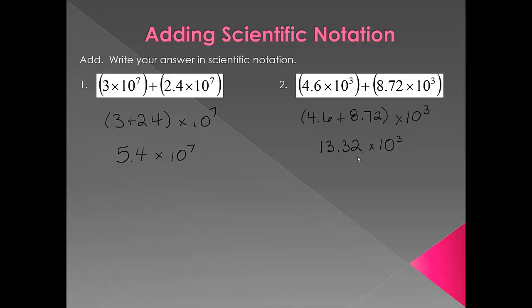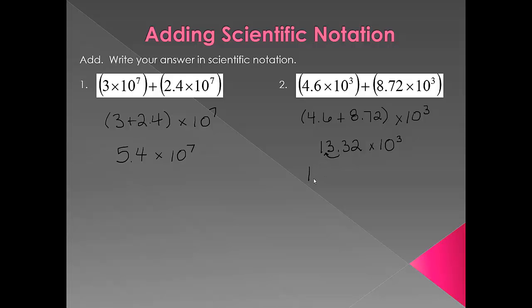13 32/100 is not correct for scientific notation because my factor should be at least 1 but less than 10, and 13 32/100 is greater than 10. So I need to convert 13 32/100 into scientific notation. In order to do that, my decimal should be after my first non-zero digit, which means it should be after the 1. So I have to move my decimal to the left 1 place.